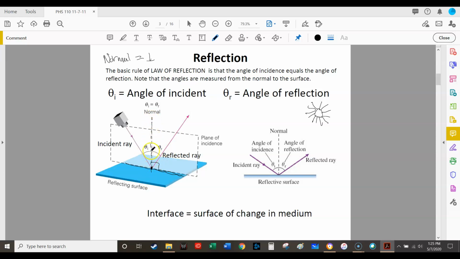So this angle of incidence, the angle from the incident ray to the normal, is going to be measured in degrees, and that will be equal to the angle from the reflected light ray to that normal, okay? So the interface is this dark line right there, from one medium, air, to glass.